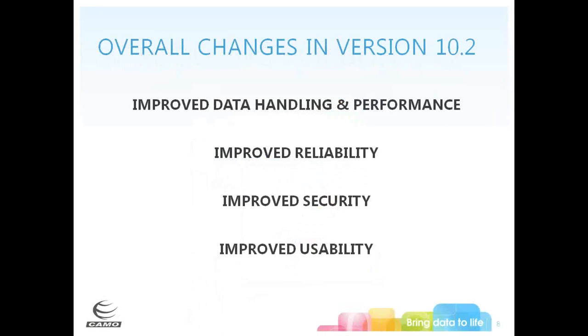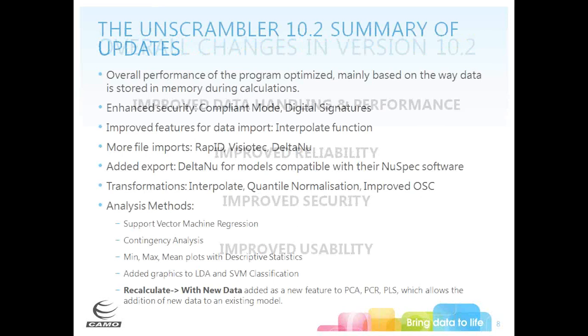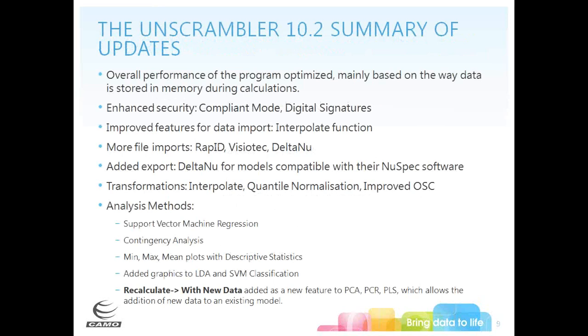The Unscrambler 10.2 is a really great advancement for us. We've spent quite a bit of time in this past 15 months working on improving the data handling and performance of the Unscrambler X to allow us to work with big data more effectively. We've improved the reliability, security, and usability of the Unscrambler with this, our latest release. I'd like to summarize some of the updates we've made and then walk through some of the different menus and screens to show you what those are.